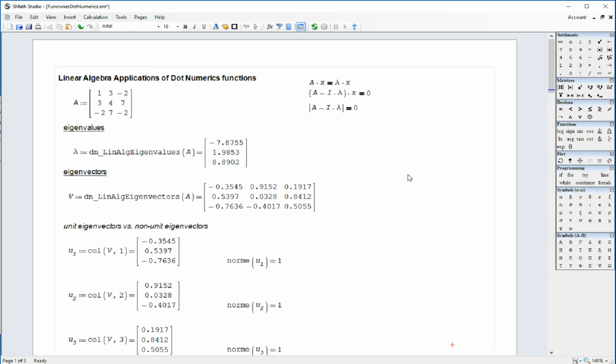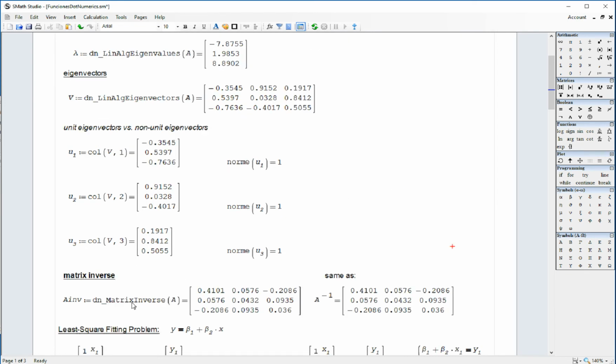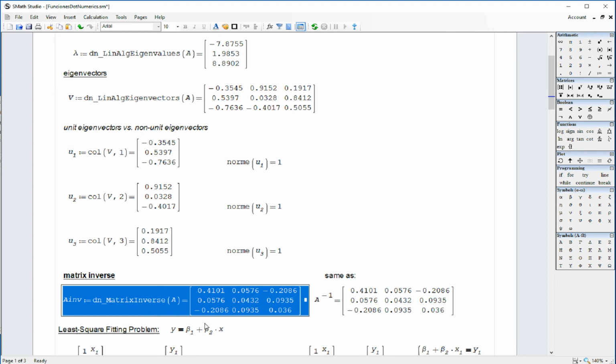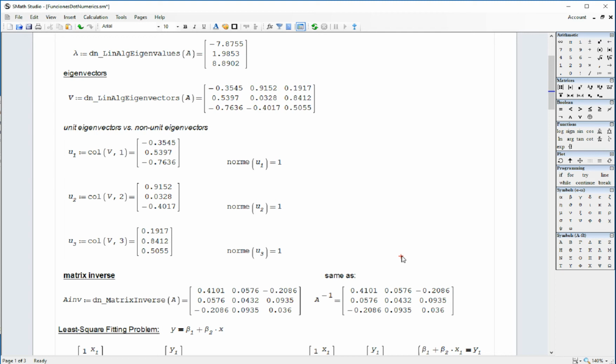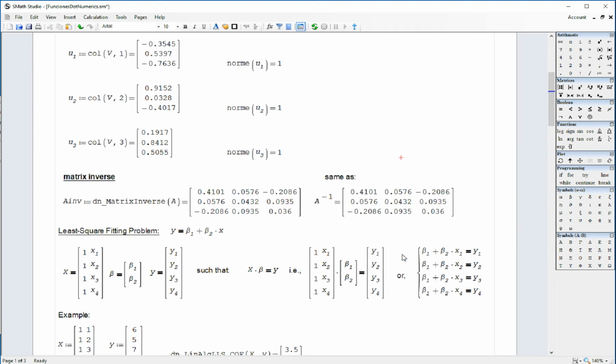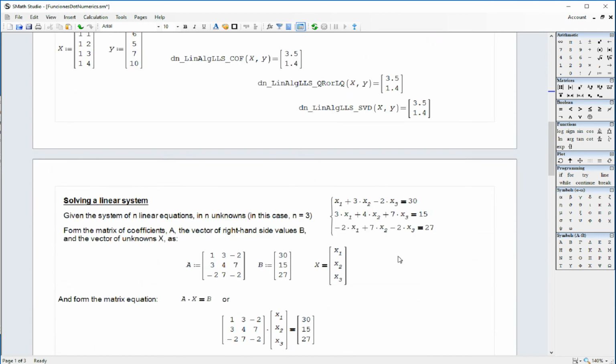Another function that's available in the .numerics is the matrix inverse. But that actually is not necessary, because in Math Studio, by just typing A to the minus 1, you get exactly the same result. For linear algebra, we also have the least square fitting problem and solving a linear system.